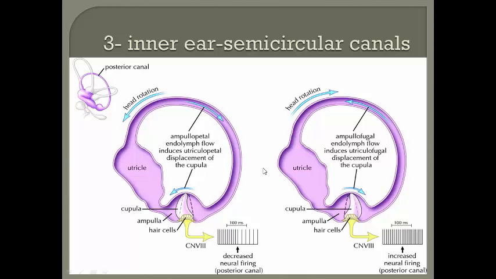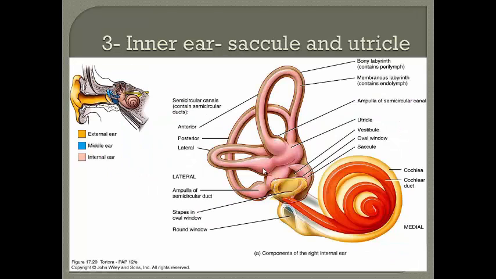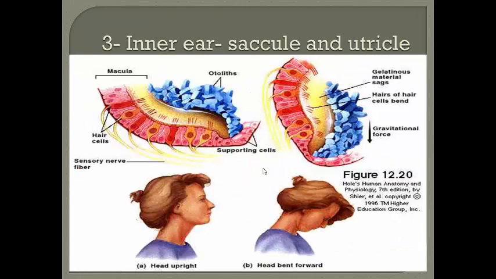Now, the other part of the inner ear concerned with balance is called the saccule and utricle. These 2 structures are concerned with acceleration. The saccule is responsible for vertical acceleration, while the utricle is responsible for horizontal acceleration. These will determine the balance of the body in these 2 types of movements.